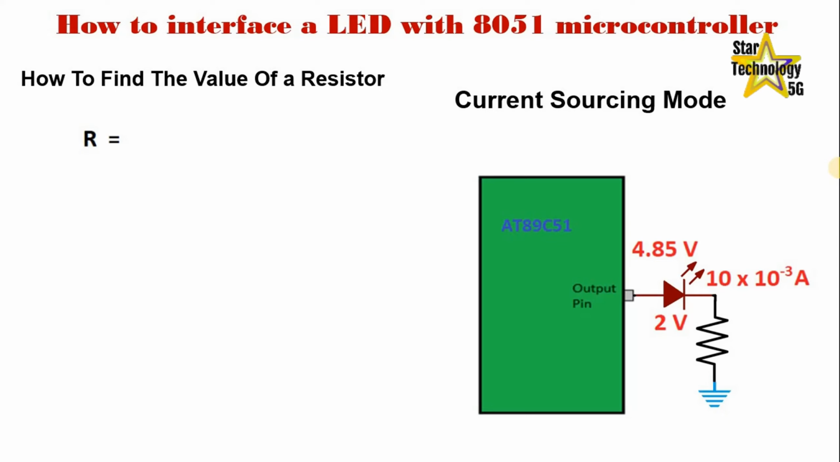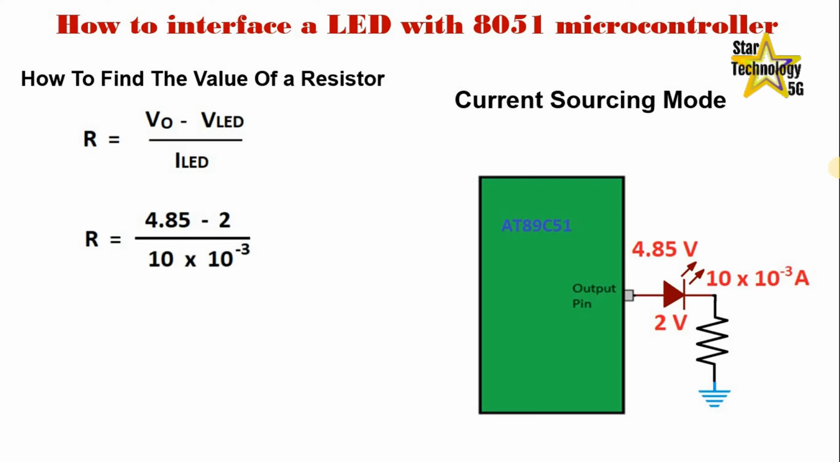R equals microcontroller output voltage VO minus LED voltage V LED divided by LED current I LED. R equals 4.85 volts minus 2 volts divided by 10 milliamperes. R equals 285 ohms. The value of the resistor in current sourcing mode is 285 ohms.